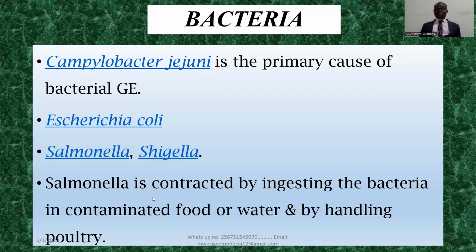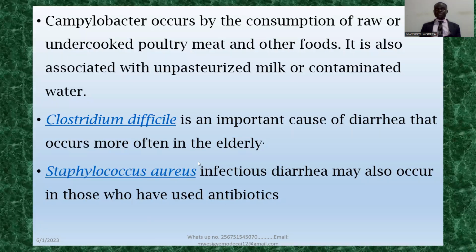And we are saying Salmonella is contracted by ingesting the bacteria in contaminated food or water, or by handling poultry. Still talking about Campylobacter, we are saying it occurs by consumption of raw or uncooked poultry meat and other foods. It is also associated with unpasteurized milk or contaminated water.